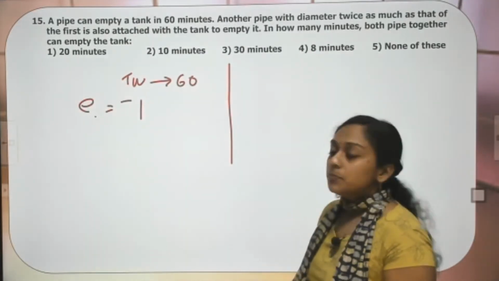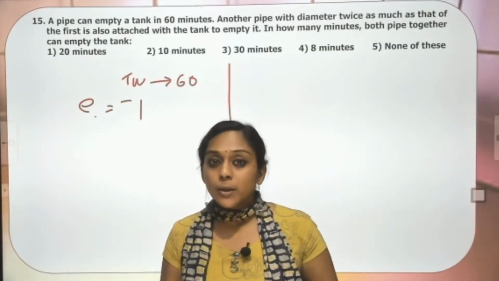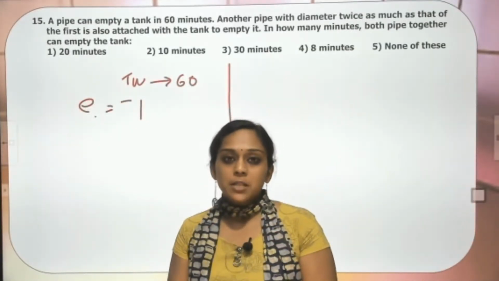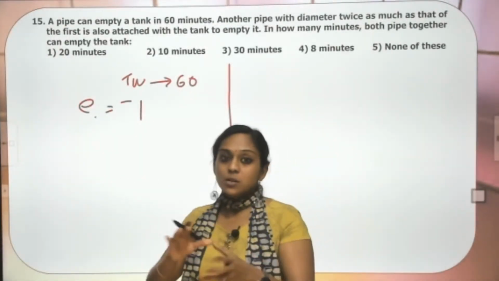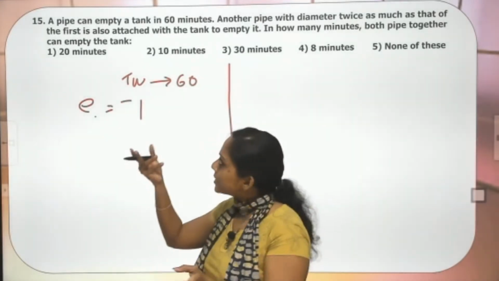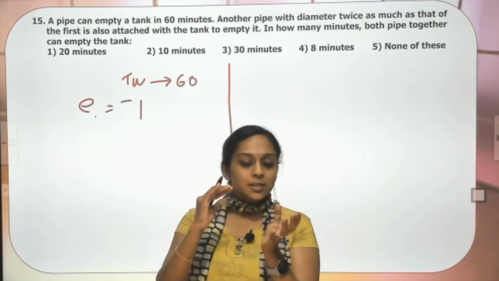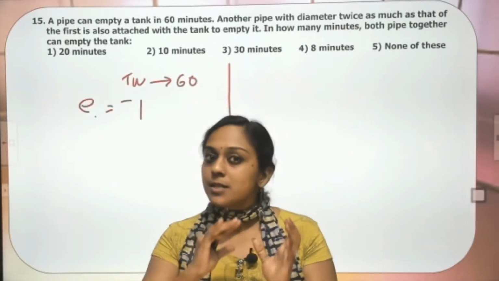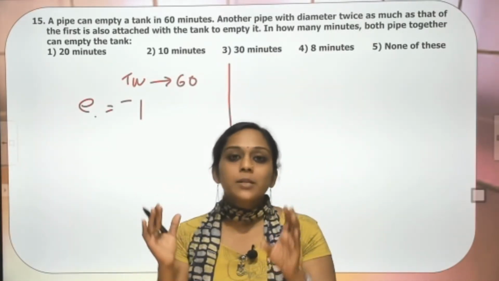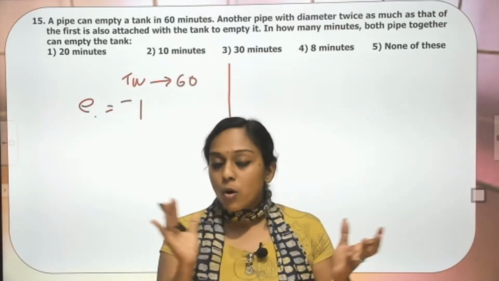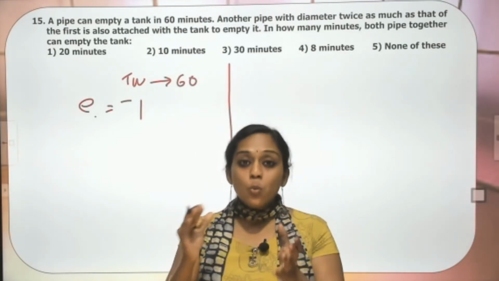Here, since it is given that the diameter is twice, it doesn't mean that your efficiency is twice. What is the concept of diameter? Why have they given that the diameter is twice? See, efficiency means the work done in a unit time. What is the work done here? You can assume that some water is flowing through that pipe. A pipe is generally cylindrical in shape, and when water is flowing, what you are taking into account is its volume. How much volume of water is going through that pipe? That is actually the work done.